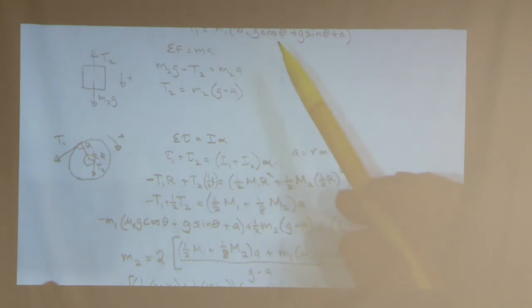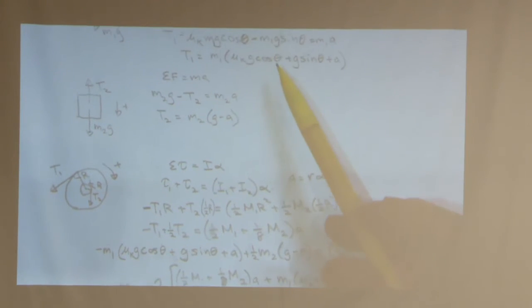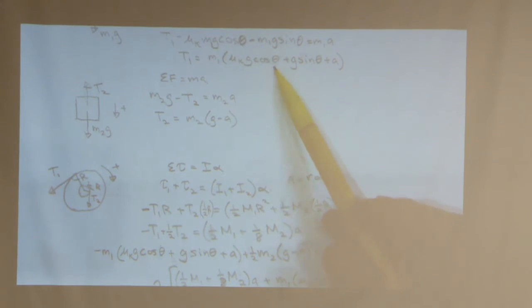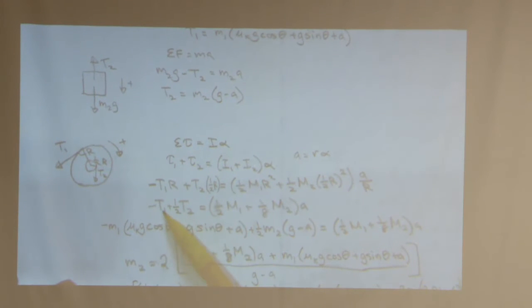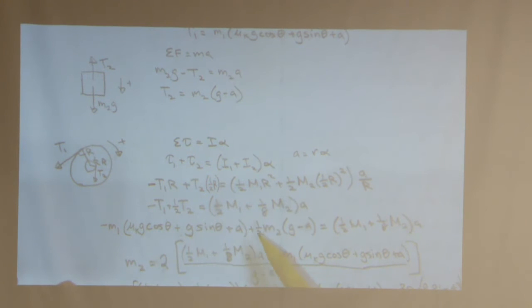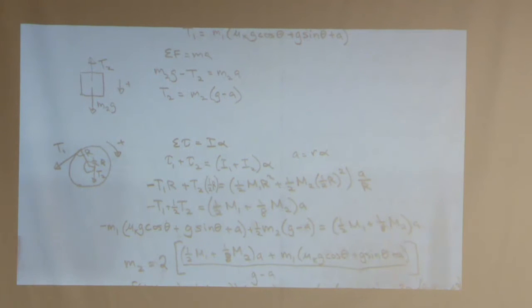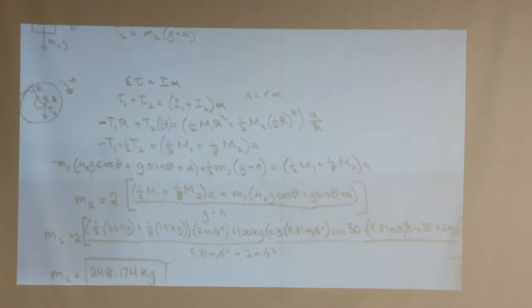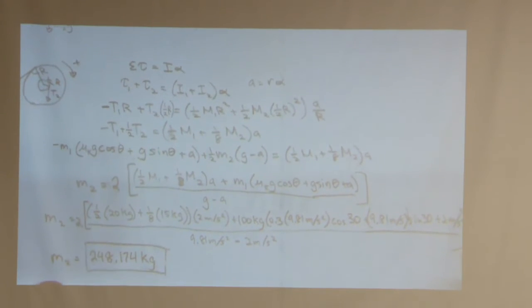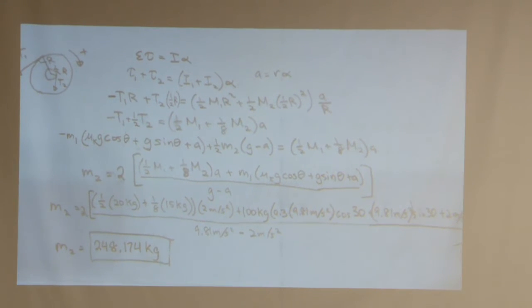So we're going to use the equations that we came up with before from the F equals ma. So this one and this one for T1 and T2. And we're going to plug that into this equation right here. So that's where I get this is T1, and then this is half of T2. All right? And then it's still equal to this. And then from here, the only unknown is M2, and everything else is plugging in values. So you can solve for M2, plug in all those numbers, and then the final answer is going to be 248.174 kilograms.